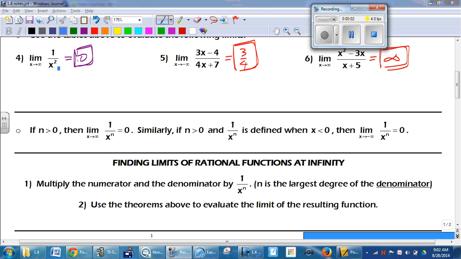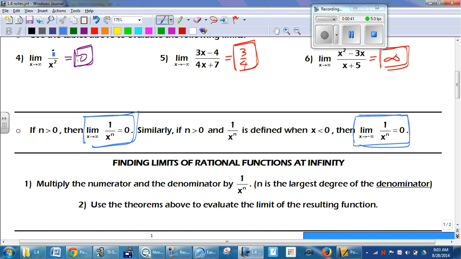Well, number 4 here, this limit kind of ties in with what we're doing here. If n is greater than 0, so if this exponent is positive, doesn't matter if it's a fraction, a decimal, anything, as long as it's positive, we take the limit as x approaches infinity of 1 over x to some positive exponent, our answer is going to be 0. Similar to number 4 up here. Works the other way as well, as long as 1 over x to the n is defined when x is negative. The limit as x approaches negative infinity of 1 over x to the n is equal to 0.